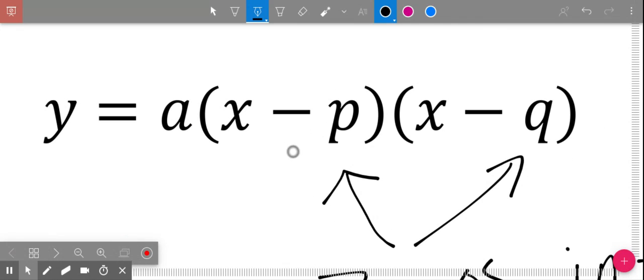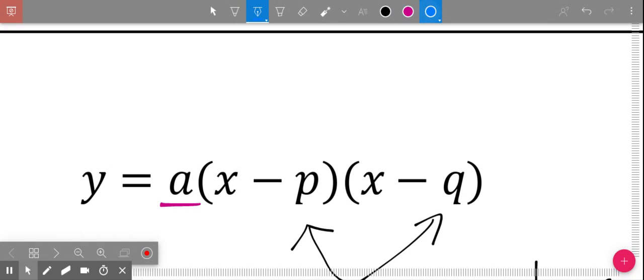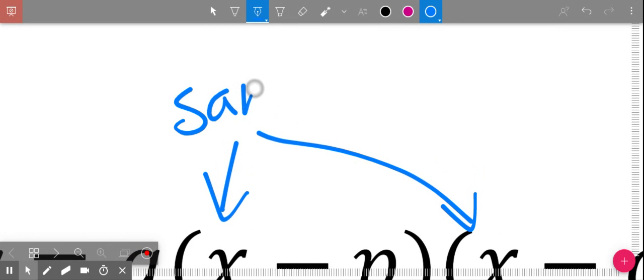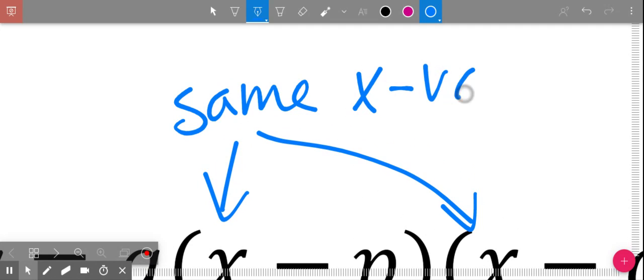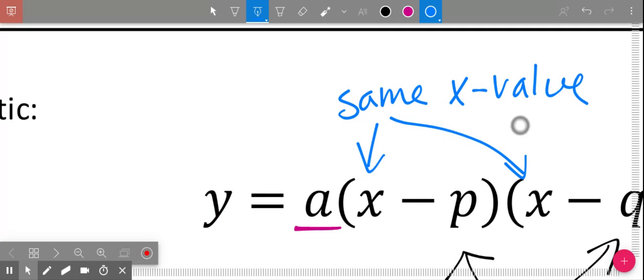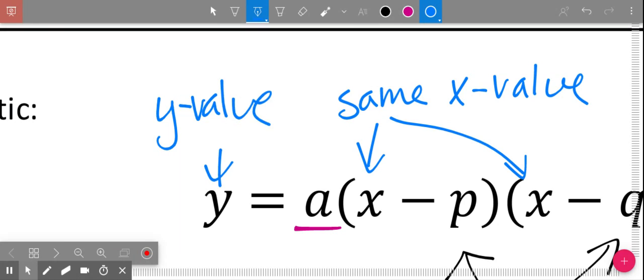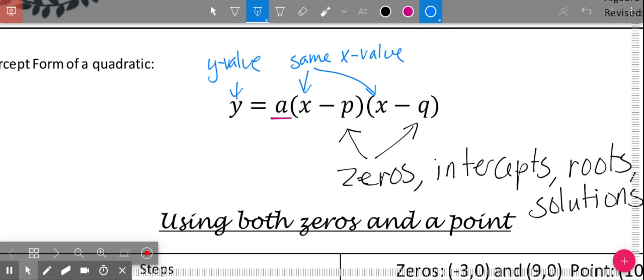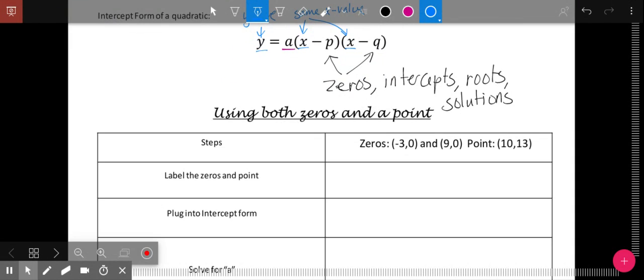We also still have our a value, which has yet to change. My a value is still the same. And then we also have our coordinate points. So the x's are going to be the same x value, and our y's are going to be the y value. If I gave you a point, you would plug in your x value for your x's and the y value for your y. So let's actually look at an example.